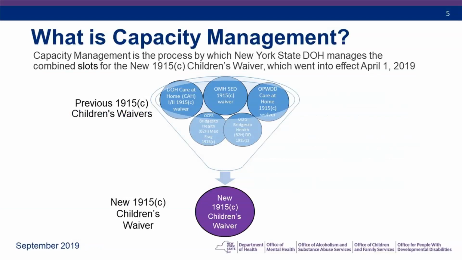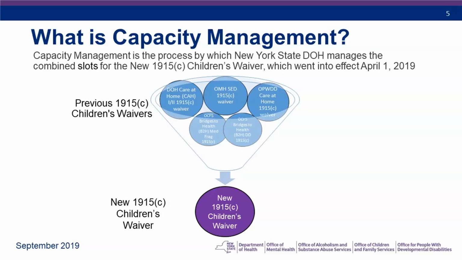So just quickly, and I'm hoping most folks know this, when we combined the 6 previous waivers, as you see here in the blue circles, into the consolidated children's waiver, we also needed to combine the slots from those waivers. We needed to come up with a process to do that because each waiver had their own process for managing how they had children enter their specific waiver, how they tracked those children, and if the waiver had a slot capacity limit, that they also managed that.